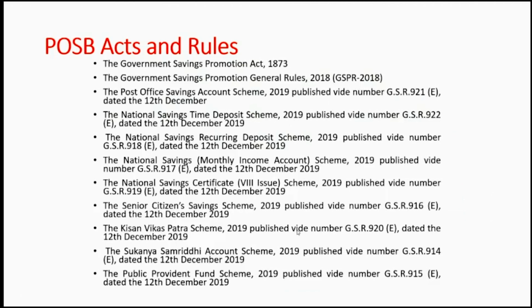For all the schemes, the most recent phenomenal amendment took place on the 12th December of 2019. On 12th December 2019, a gazette was passed with all the amendments in these 9 schemes. So this is a very basic fact about the National Small Savings Scheme.